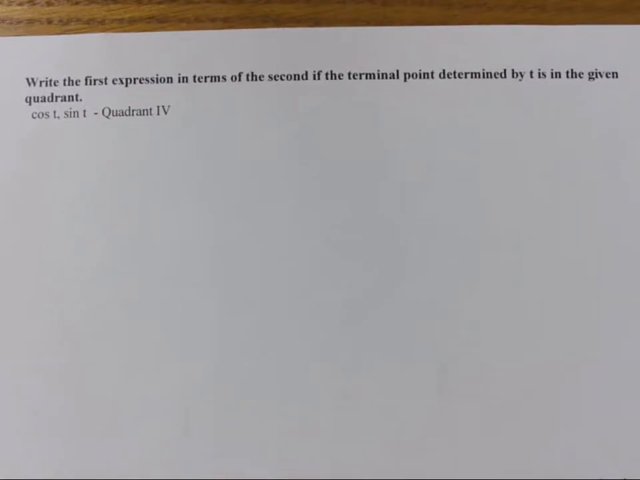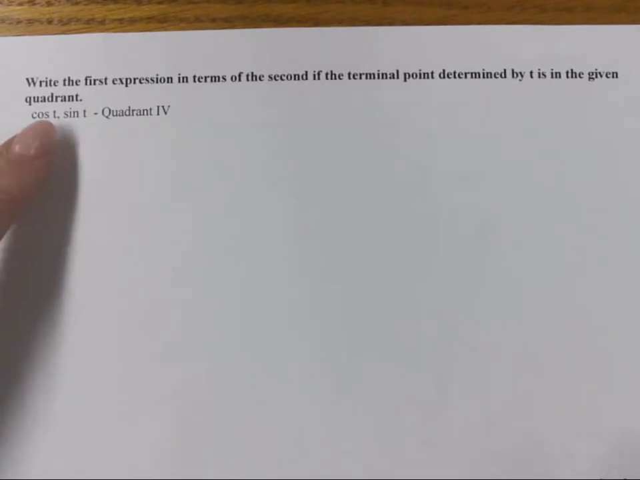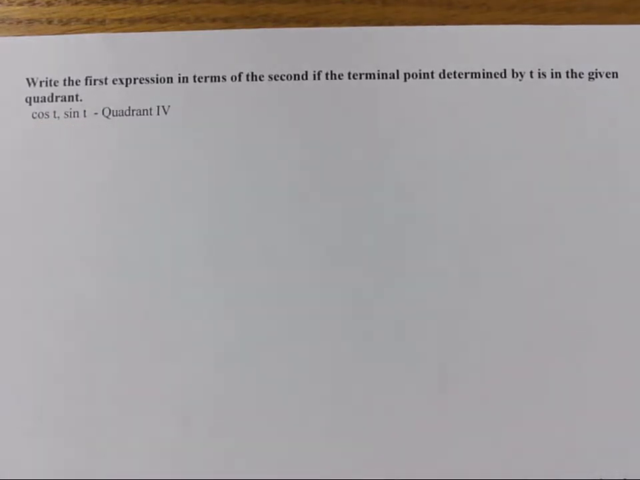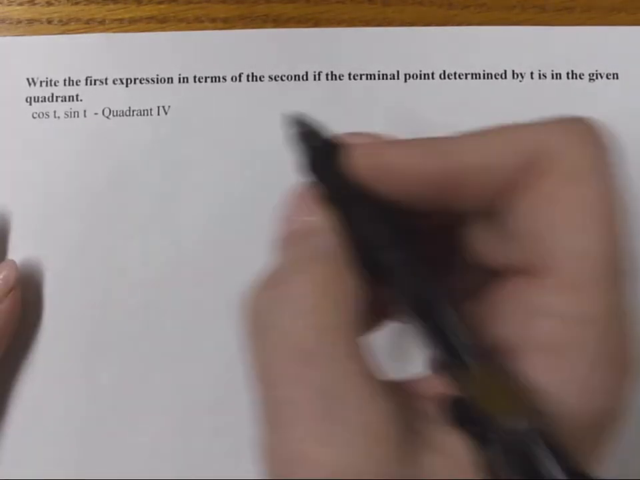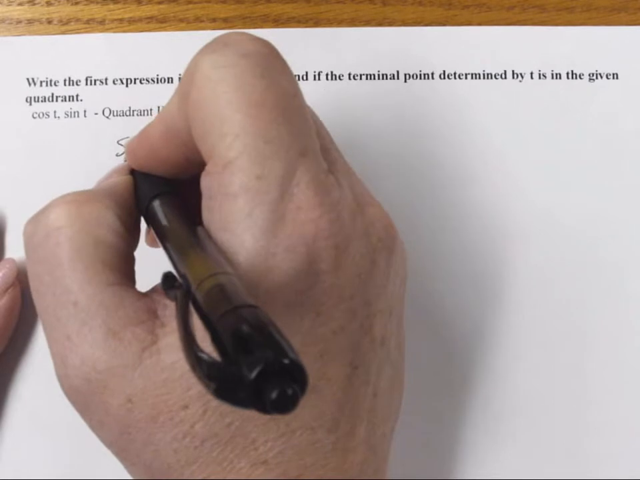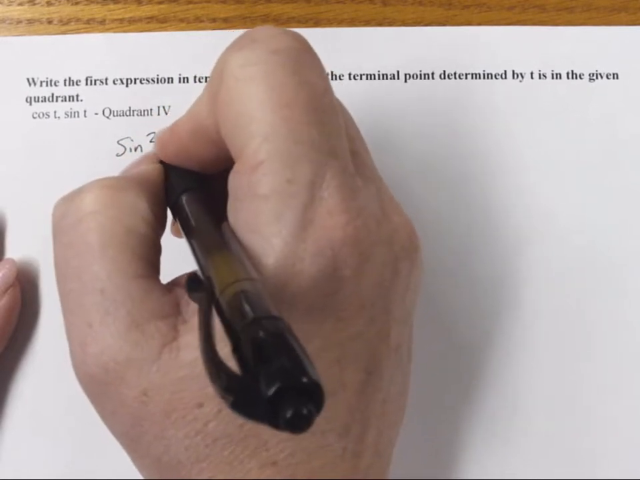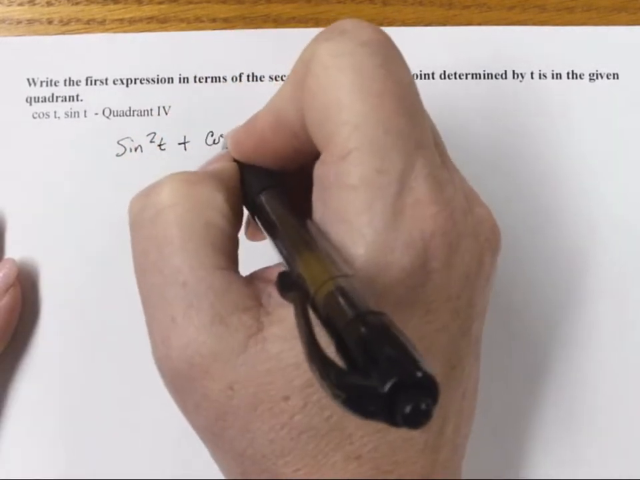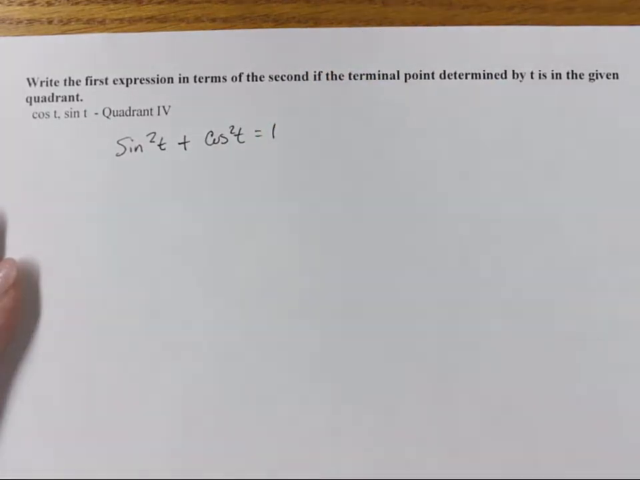Okay, so we are looking at writing the first expression in terms of the second if the terminal point determined by t is given in the given quadrant. So we're looking at cosine being written in terms of sine. So we're going to use our trig identity. And the trig identity we're going to use is sine squared t plus cosine squared t is equal to 1.